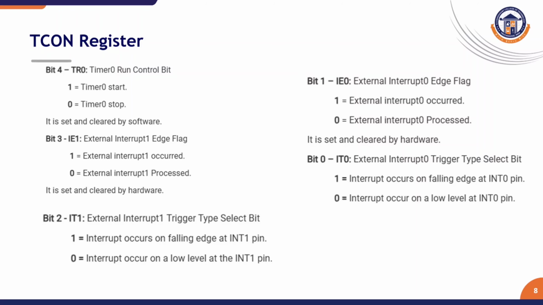Next is bit 1, IE0, external interrupt 0 edge flag. 1, external interrupt 0 occurred. 0, external interrupt 0 processed. Bit 0, IT0, external interrupt 0 trigger type select bit. If it is 1, interrupt occurs on the falling edge at the INT0 pin. If it is 0, interrupt occurs on a low level at the INT0 pin.